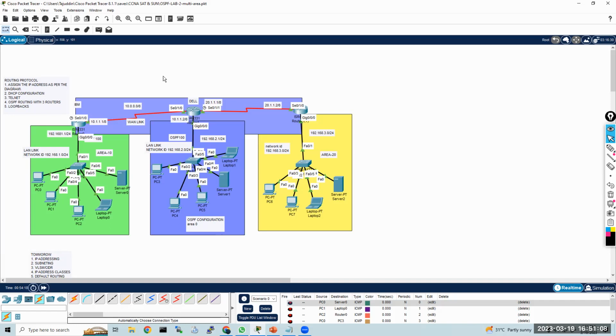If you have any questions here, you can ask me, guys. No questions, can I jump to the next lab? Yes, sir. Redistribution lab. Your next lab is the redistribution lab.